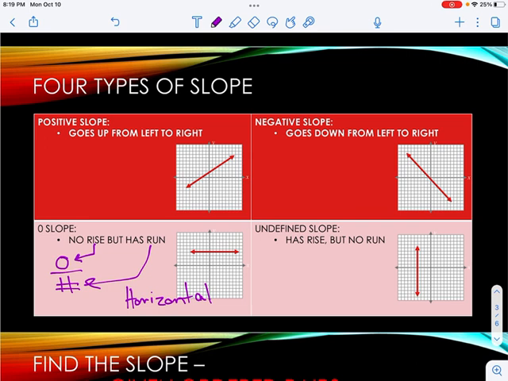Okay? The fourth kind that we have is what is called an undefined slope. So what that looks like in our ratio is a number over 0. The reason it is undefined is because we cannot divide by 0. That is an undefined operation.